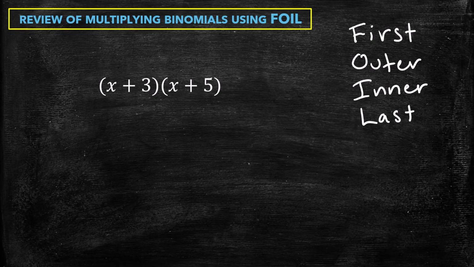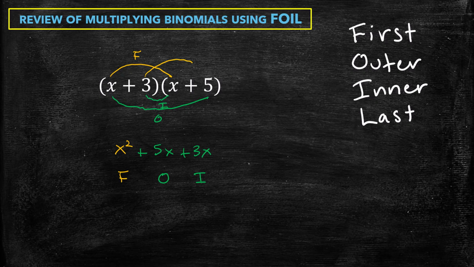So the first terms in each of the parentheses would be the x times the x. I'm going to put x squared as the first terms. And then the outer terms are the outermost terms. So that would be 5x, so plus 5x, that's the outer terms. The inner terms will be the innermost ones. That's the 3 and the x, so plus 3x, that's innermost. And then the last terms will be 3 times 5, which is 15. And that's the last terms.